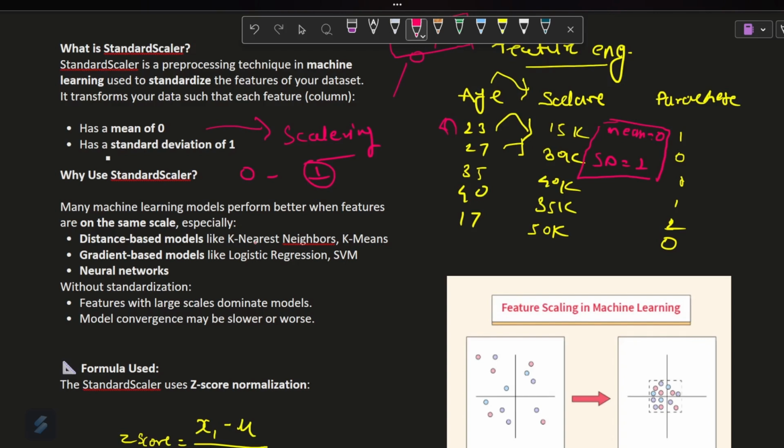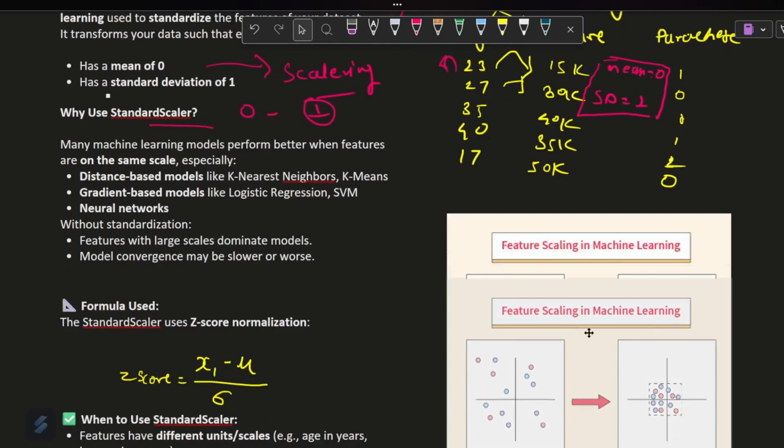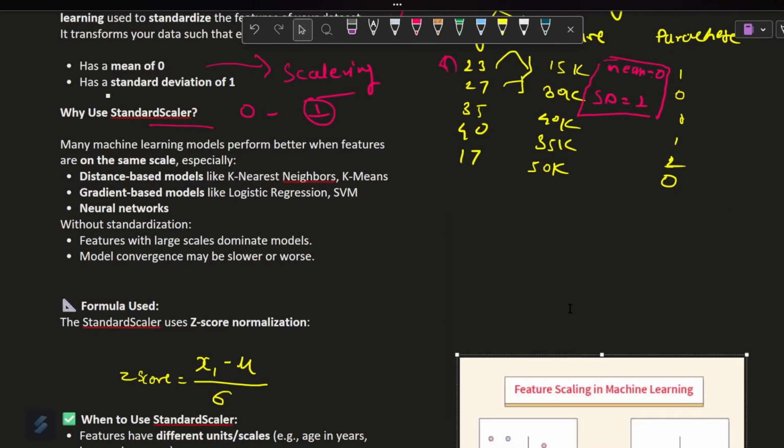So the question is, why use the standard scaler? Many machine learning models perform better when features are on the same scale, especially distance-based models. Whatever kind of model you perform that is distance-based, in that particular case we want to use the standard scaler.